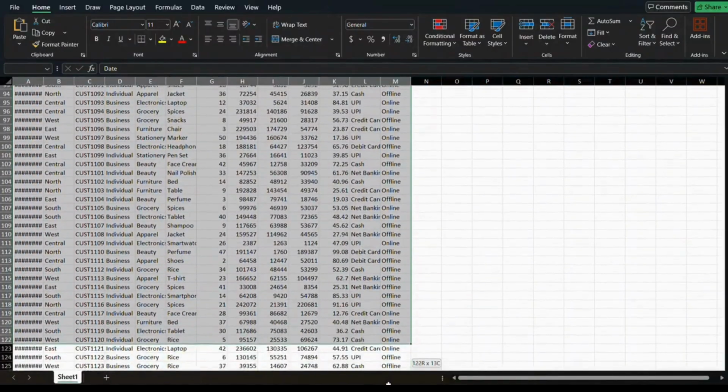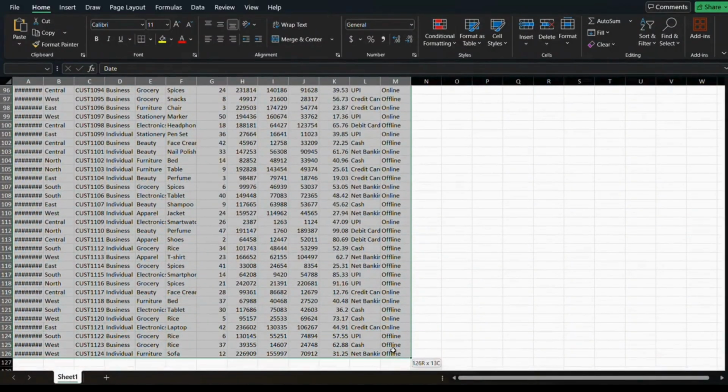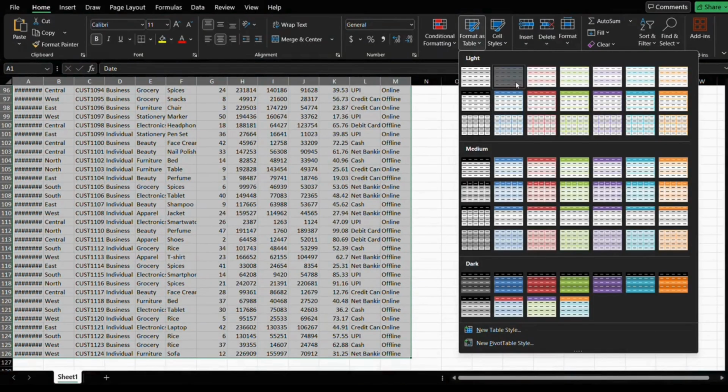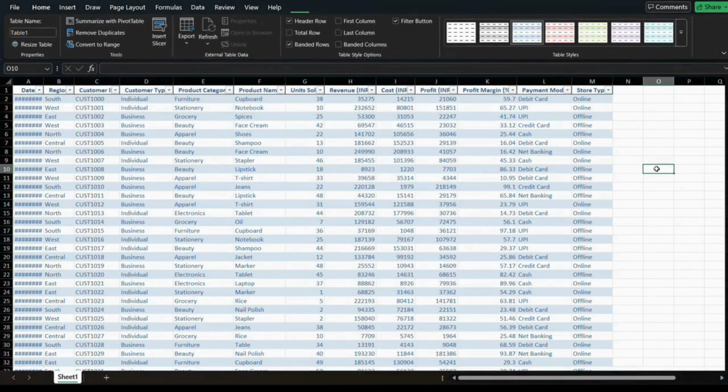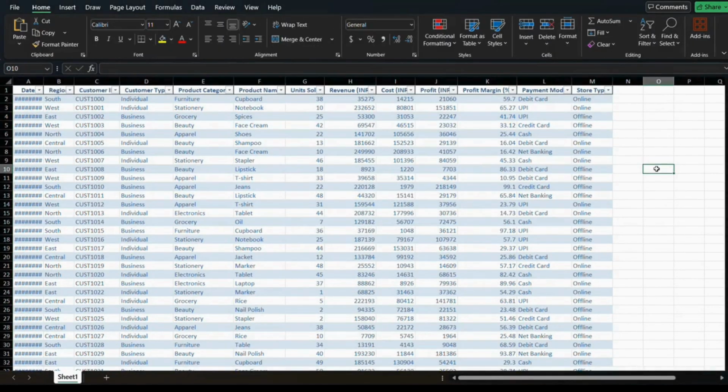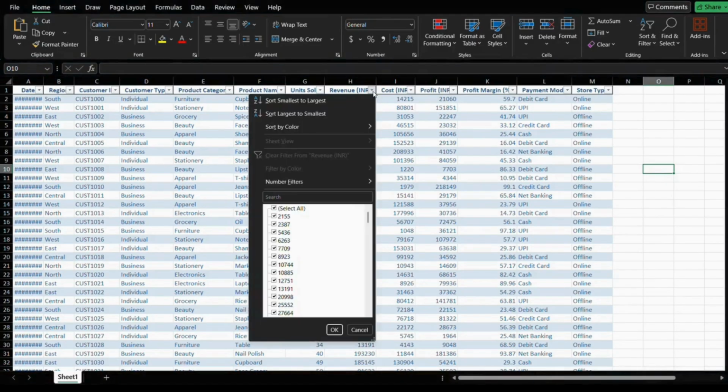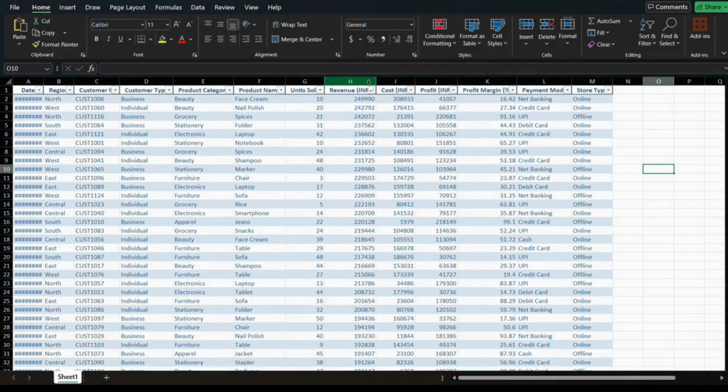Before starting any analysis, I always clean and format the data. I've turned the dataset into a table, which makes it easier to sort and filter. Next, I am sorting the revenue column to see which transactions earned the most.